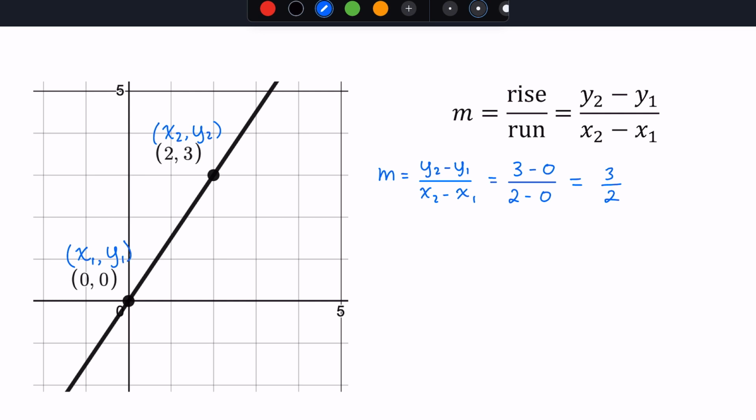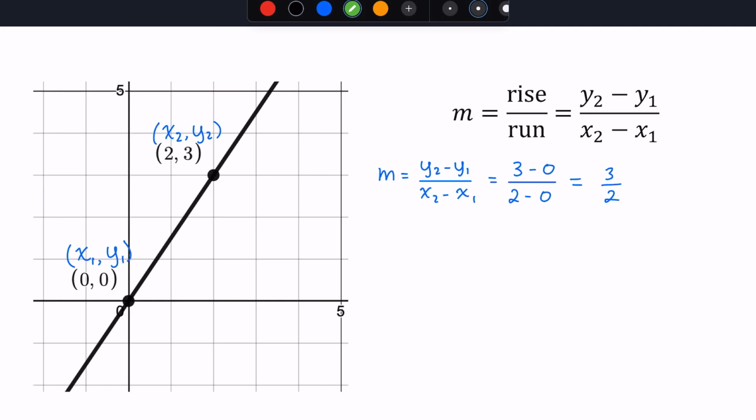But did it matter which point we called point 1 and which point we called point 2? Pause the video now and try to figure it out for yourself. Okay, let's try to work this out together. This time, I'm going to call the point 2, 3, point 1, and 0, 0, point 2. So 2, 3 is x1, y1, and 0, 0 is now x2, y2. Using the same formula, m equals y2 minus y1 divided by x2 minus x1.